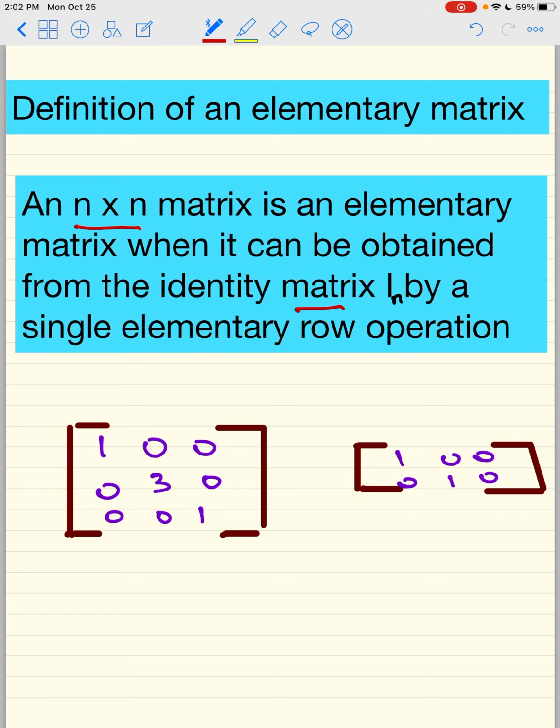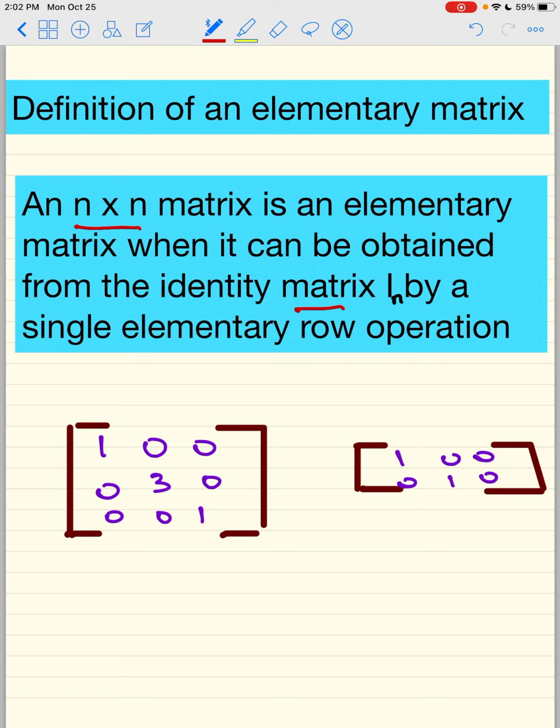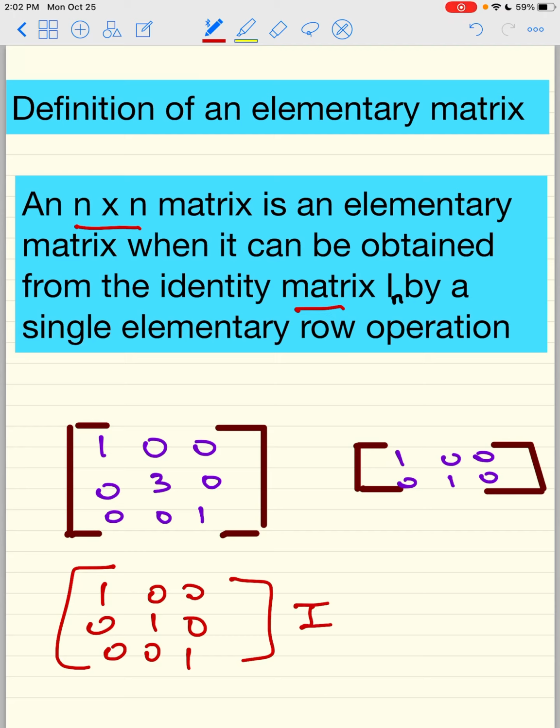So in this case here, these both are elementary matrices because if you take a look, the first one is from our definition 1 0 0, 0 1 0, 0 0 1. This is the identity. I can get the identity here in one step, basically multiplying this by a third, right? So if I multiply this by a third, this will become 1, and then you get this. So this is what we call an elementary matrix.